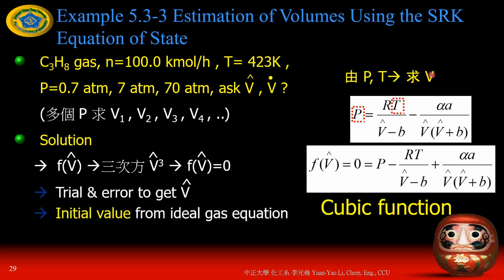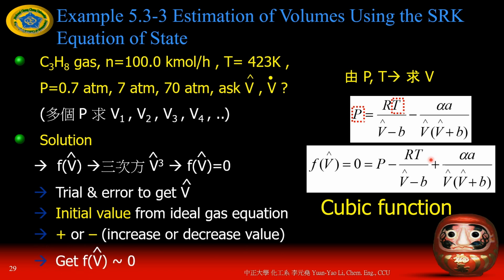The important thing is how you are going to find the initial volume from this cubic function. As I just told you, the initial volume will be the one you get from the ideal equation of state. And you use plus or minus to increase or decrease the volume to get the answer which is close to the true answer. So you get the function of volume.